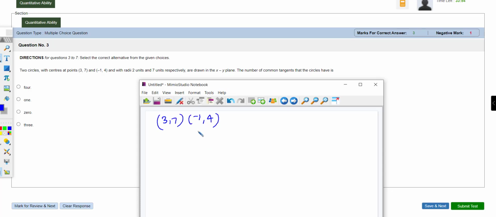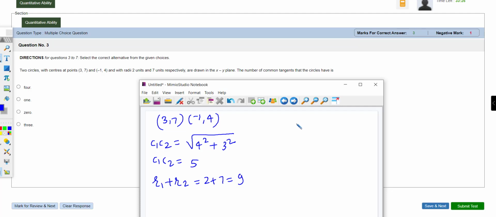Okay, so over here, the distance between centers is going to be how much? Under root, 3 minus of -1 is 4 square, plus 7 minus 4, 3 square. So the distance between centers is going to be 5. Now over here R1 plus R2 is how much? 2 plus 7, that is equal to 9. So over here R1 plus R2 is greater than C1C2.